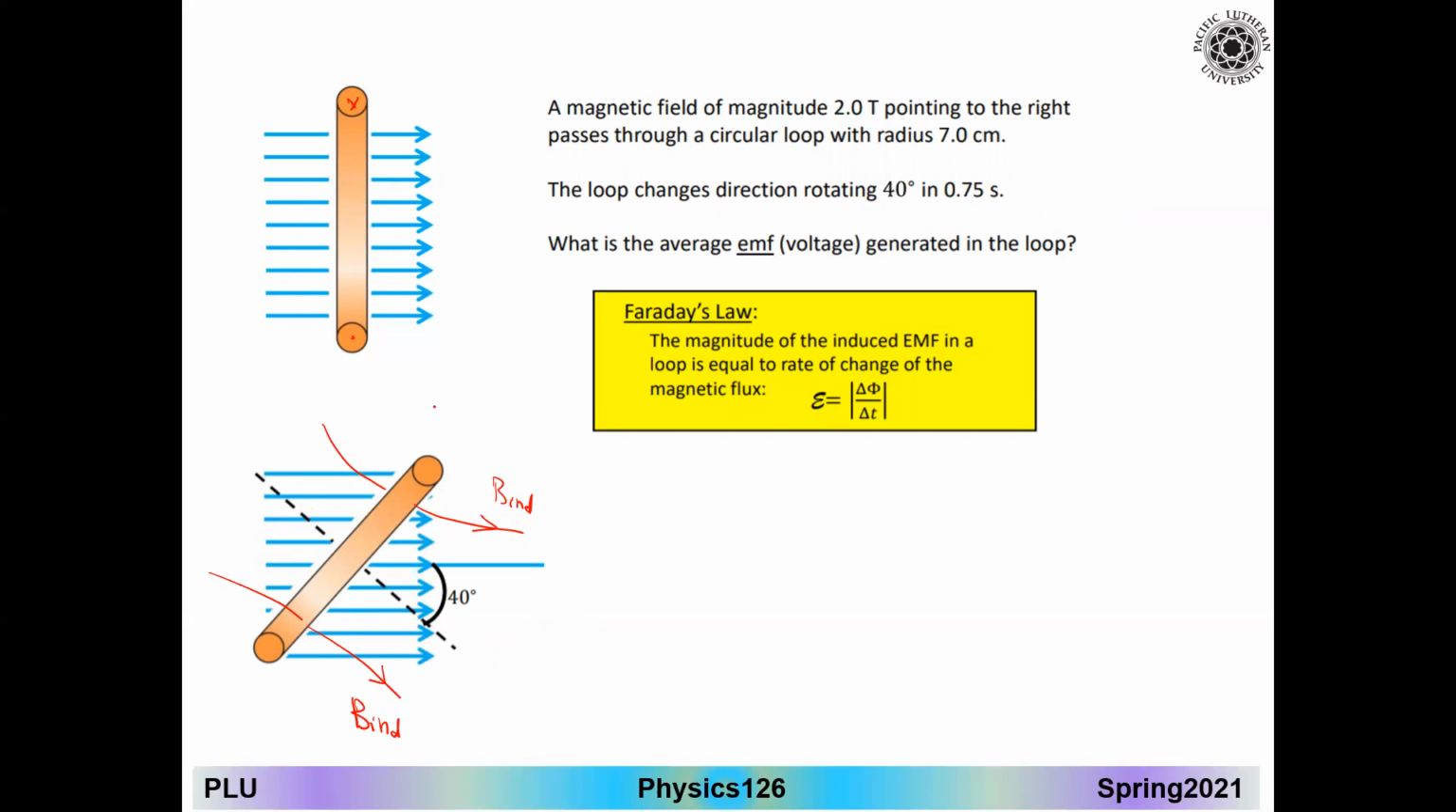Now, according to the right-hand rule, to find the direction of the induced current, you end up with the current coming in and coming out from this side. This is my induced current.